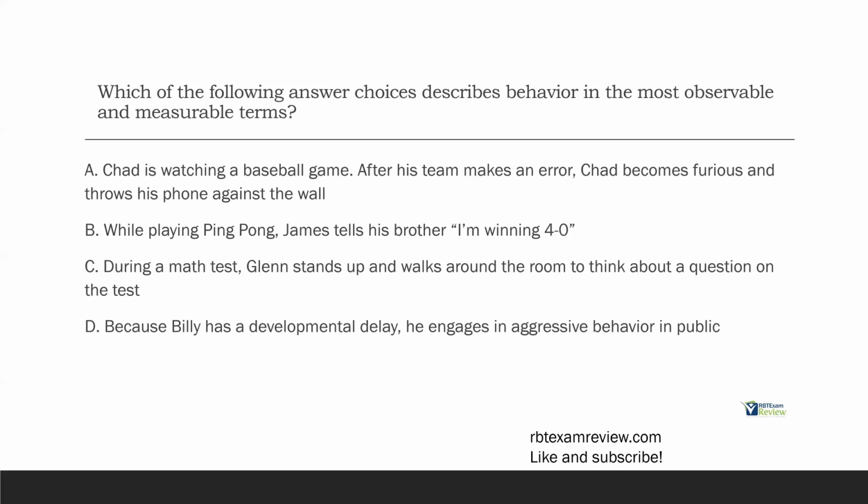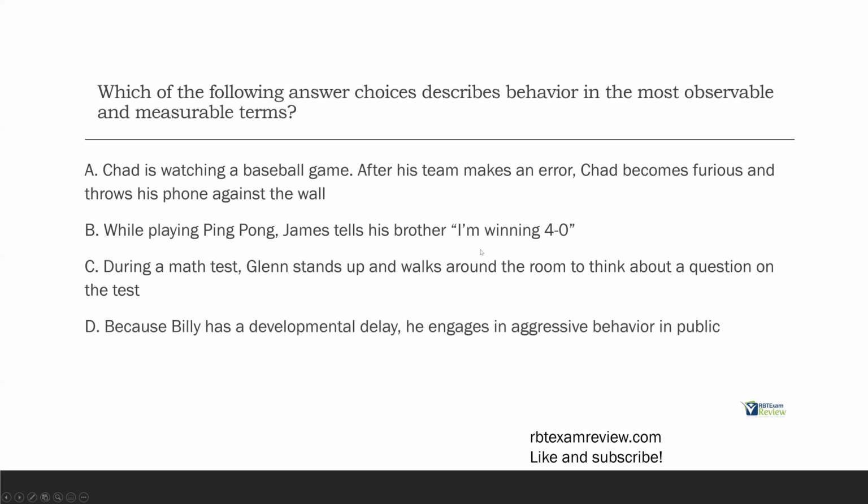We want to find out what are the antecedents to Billy's behavior in public, right? What is happening right before Billy has these aggressions and what happens right after? What are the observable and measurable things that we can change? So the best definition here is going to be B, because we can observe it, we can measure it.